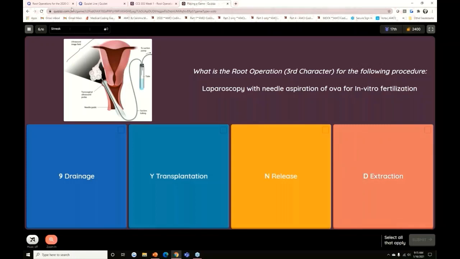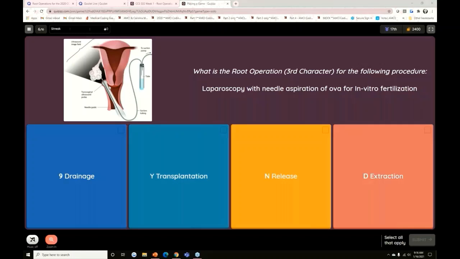Okay, the next one, here we go, is what is the root operation for the following procedure? Laparoscopy with needle aspiration of ova for in vitro fertilization. Is it 9, drainage, Y, transplantation, N, release, or D, extraction? Okay, we also have a mix here. Objective here. Gotta think about the objective, coders.